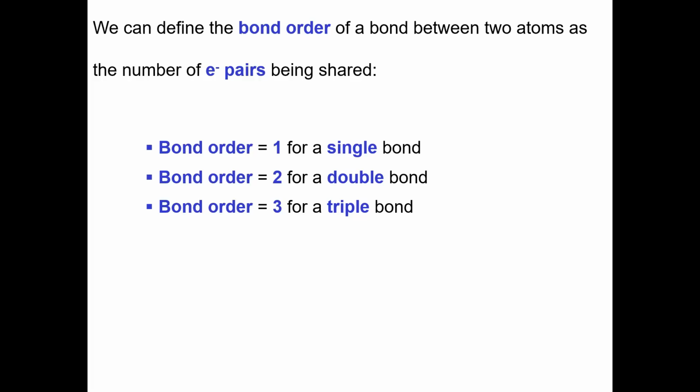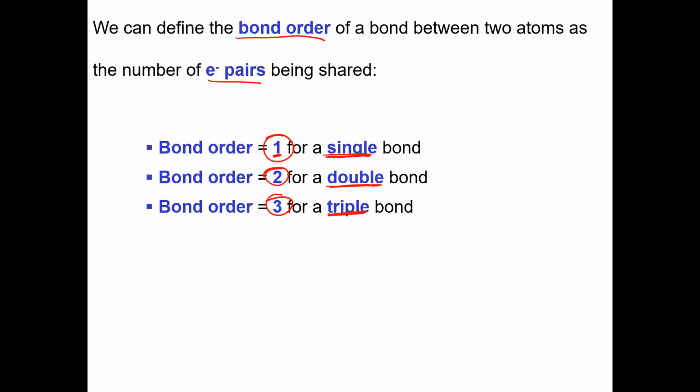So first we're going to talk about covalent bonding. And for a covalent bond, we can define what's referred to as the bond order. And this is simply a measure of the number of electron pairs that are being shared. So if we have two electrons being shared, then we have what we call a single bond, and a single bond has bond order 1. If we have two electron pairs being shared, we have what we call a double bond, and that gives us a bond order of 2. And if we have 6 electrons being shared, we get a triple bond, and that has bond order 3.